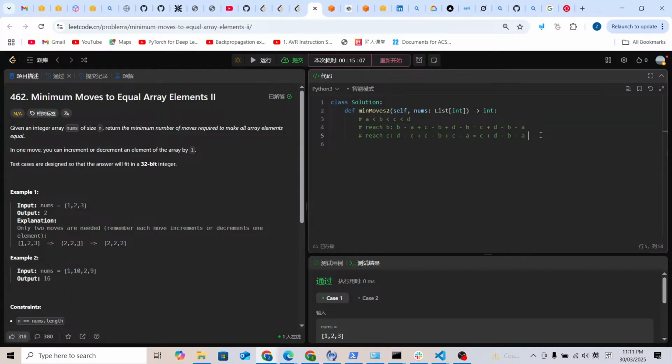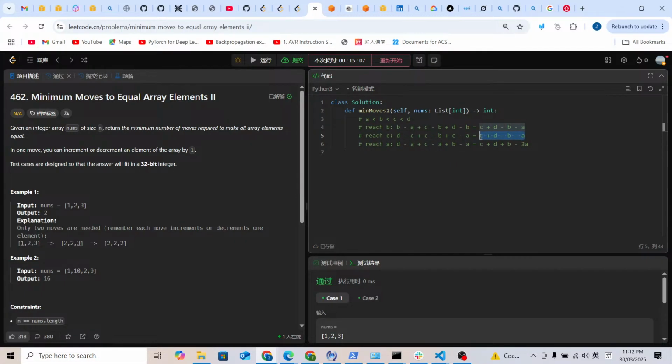Yeah. Now, if we were to reach some other numbers, so for example, if we were to reach A, what is going to happen for us? So it's going to be D minus A plus C minus A plus B minus A, if we were to reach this number A, because A is the smallest number. So what is going to happen for the final result? It's going to be C plus D plus B minus 3A. Yeah. So now we just need to compare which result is smaller.